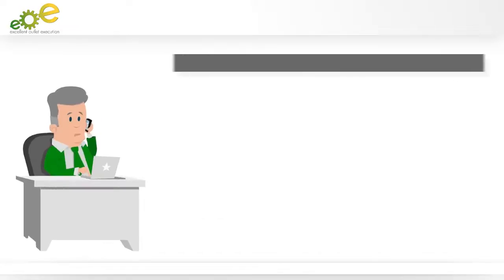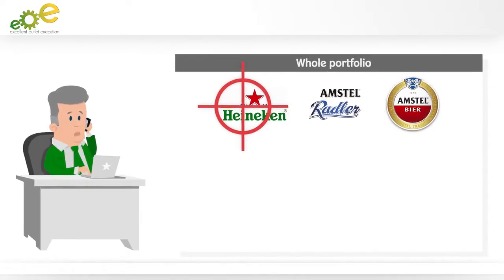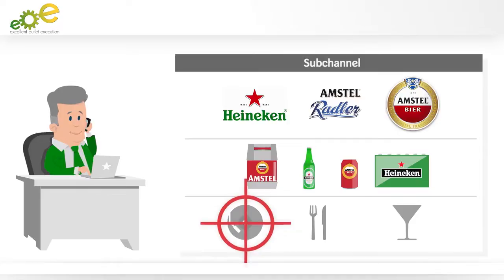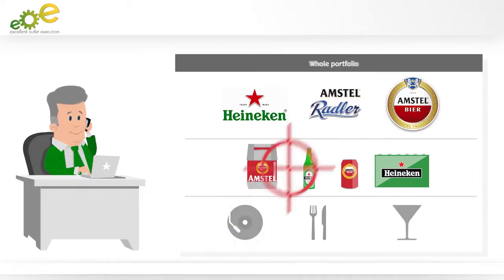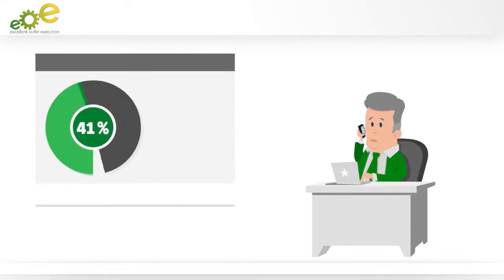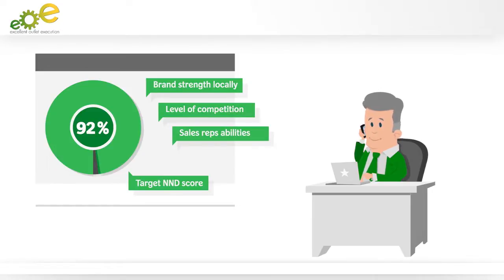A sales manager can choose to focus on equal improvement across the whole portfolio, or focus on particular SKUs. For example, he might focus on a particular sub-channel, or in the months leading up to summer, on Radler. It is also up to the sales manager to decide how high to set NND targets, taking into account factors such as our brand strength locally, the level of local competition, and the sales rep's abilities.